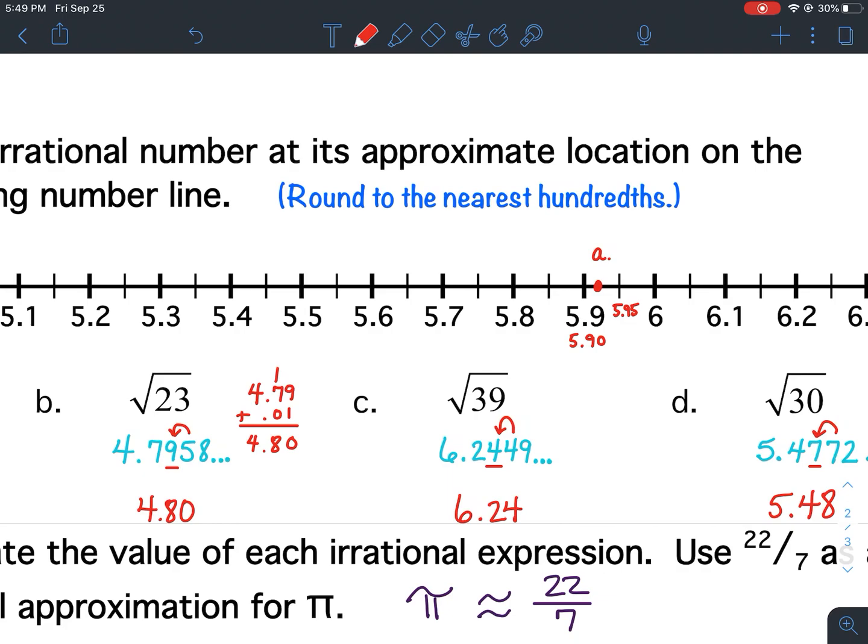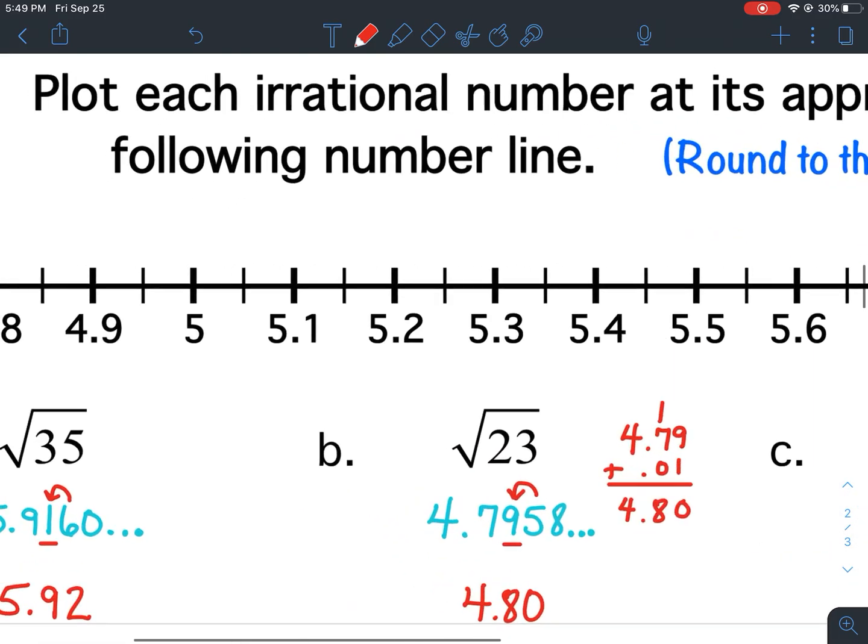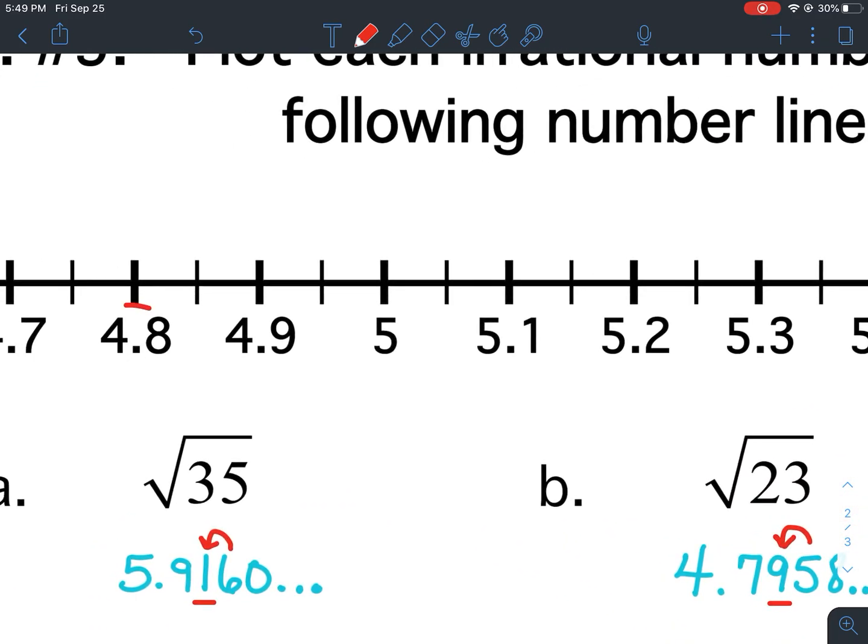Now, when we rounded B, we got 4.80, but it's not exactly 4.80. So here is our 4.80. It's not exactly, it's just slightly under it. So what I'm going to do is put my point kind of on the 4.80, but also just slightly in front of it. And that would be B. Again, I put it kind of on the line, but slightly in front of it as well.